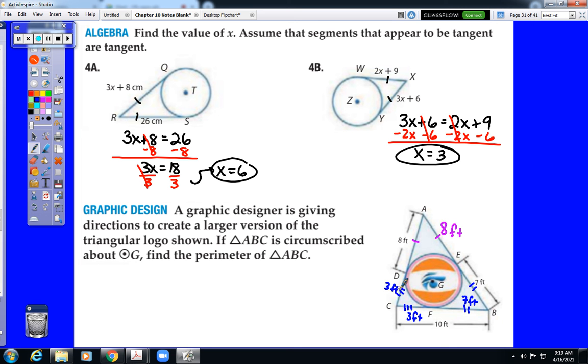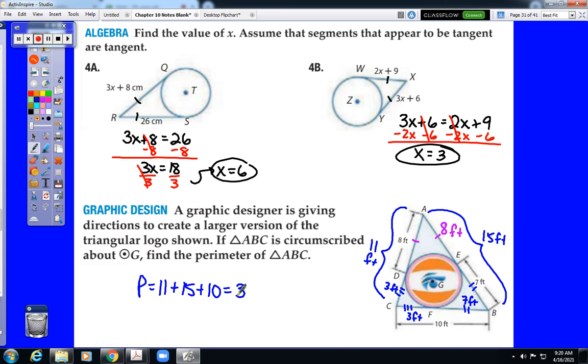So the big thing here is we can get lost in the adding up of the sides. What I would suggest is that you find the length of each side first. 8 plus 3 is 11 feet for the total length of that side. And 8 plus 7 is 15 feet for that entire side. And then we already have 10 feet for the length of the third side. So the perimeter of the triangle is the sum of those three side lengths. 11 plus 15 plus 10 is 36 feet.